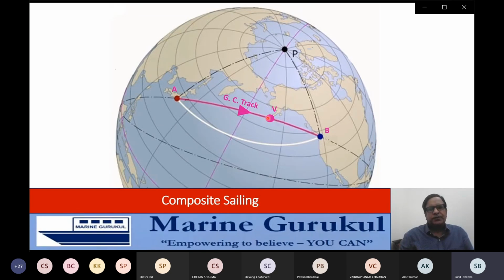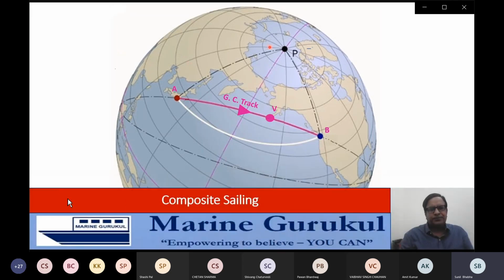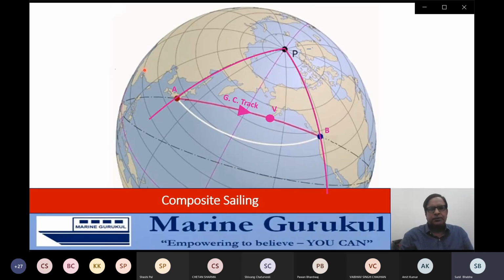Now we can see in this case, the GC track is easterly because the D long from A to B is easterly. Let's now draw the meridians of A and B. So the two meridians come up on the diagram, and what we get is a PAB spherical triangle, which we all know that if enough information is available, can be solved.